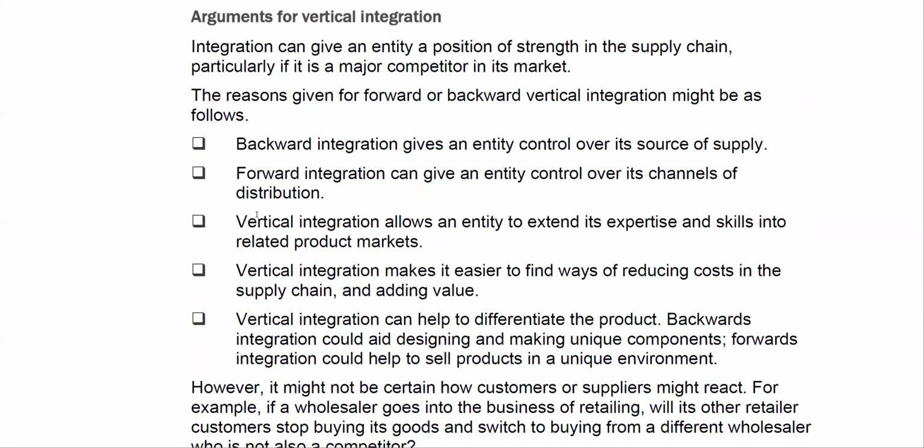So what are the arguments for vertical integration? I think this question popped up 2 days ago, and I was shocked students could not answer this. Now, integration can give an entity a position of strength in the supply chain, particularly if it is a major competitor in the market. So the reasons given for forward or backward vertical integration might be as follows. One, backward integration gives you control over your source of supply. That's its advantage. And forward integration can give you control over your channels of distribution.